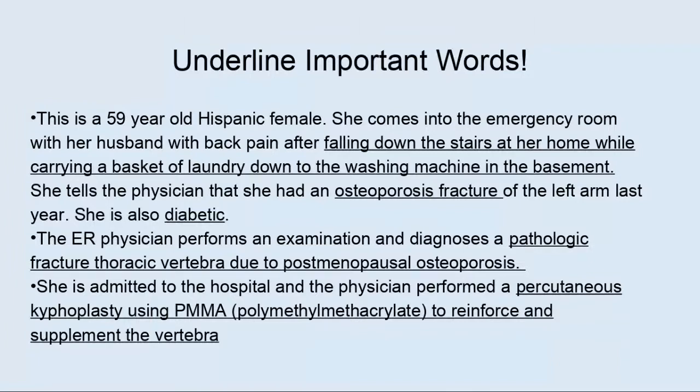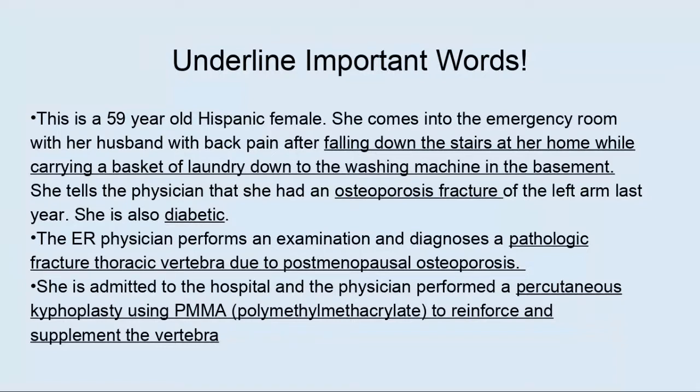So first, we underline the important words. These are the words to refer to, so that you don't have to go back and read the report over and over again. Now, we don't care that she's 59 years old. We don't care that she's Hispanic. We probably don't care that she's female. We don't care that she came in with her husband.